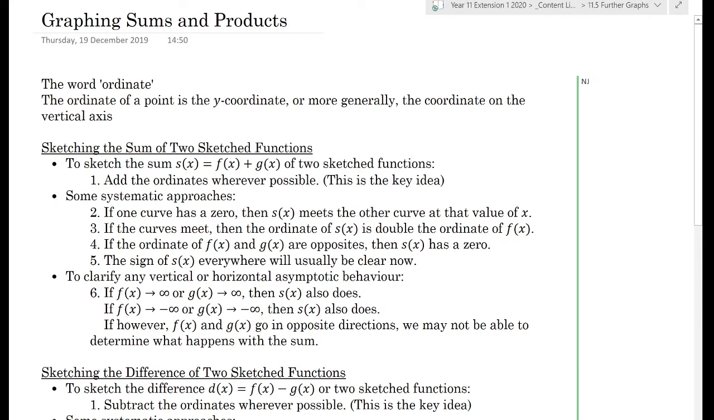If, however, f of x and g of x go in opposite directions, we may not be able to determine what happens with their sum. So kind of like what I said with this one, you can tell that this one's going down quicker than the other one, but we don't know what's happening all the way over here.